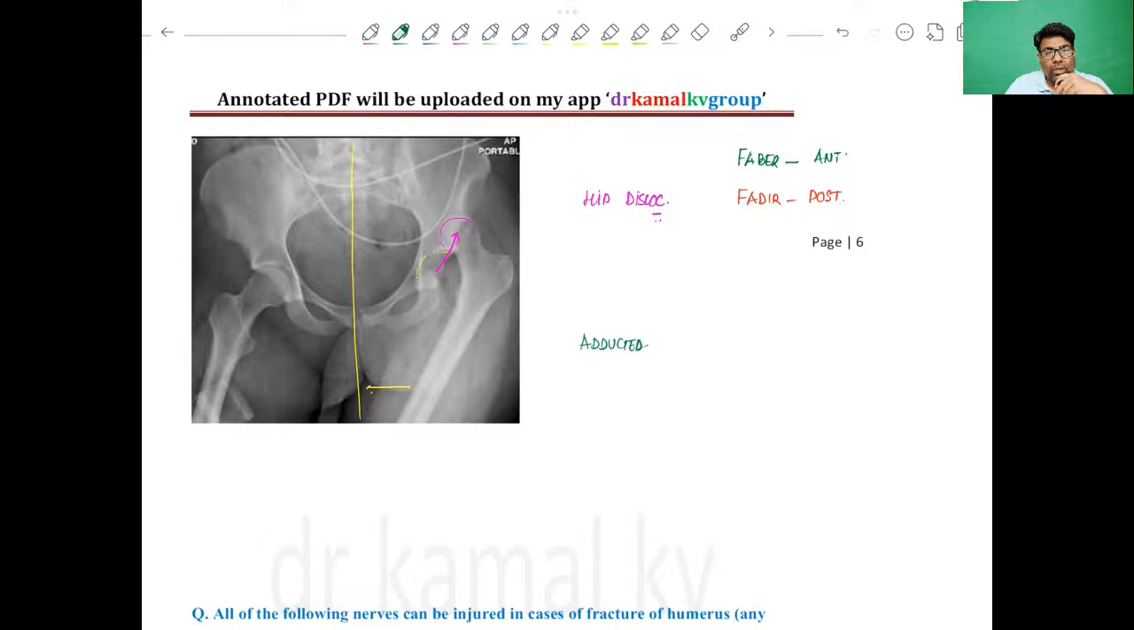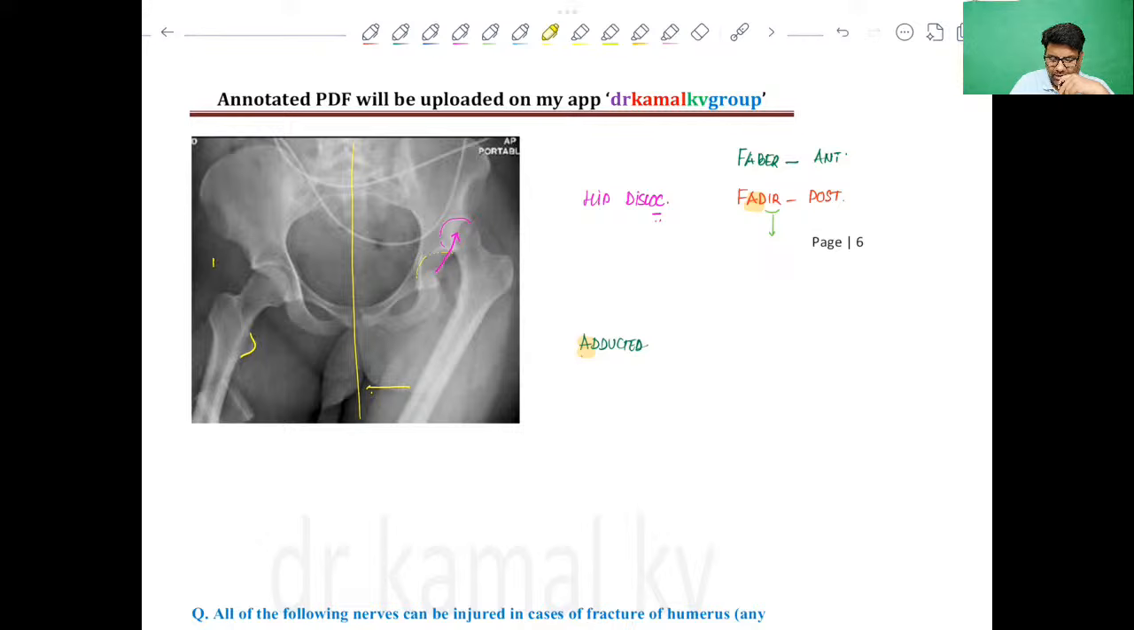One thing we can just mark out. Now, just from this finding, we can be sure that it is going to be posterior hip dislocation, because adduction is the component of posterior hip dislocation, whereas abduction is the component of anterior hip dislocation. Now I want to tell you how we can mark out internal rotation as well on the X-ray. For that you need to locate the lesser trochanter.